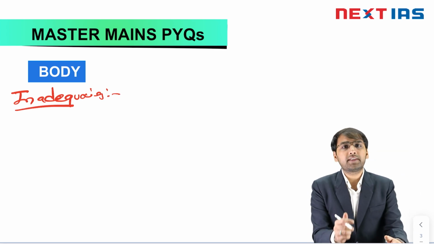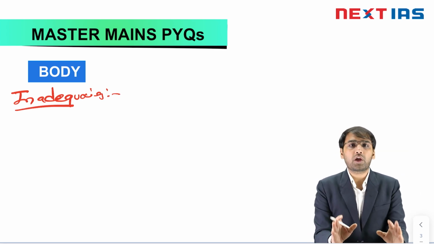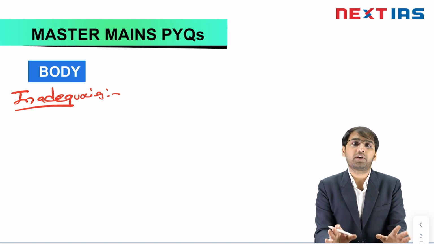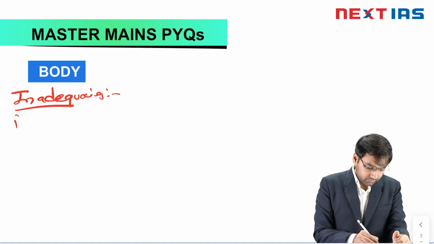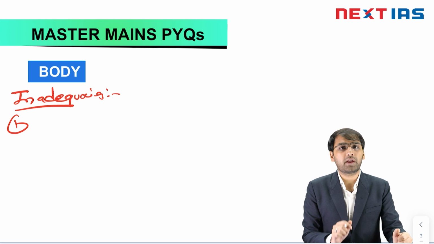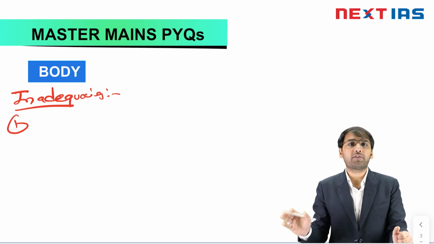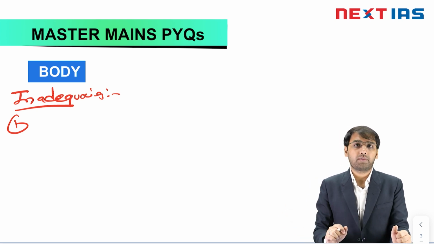So as it is a 10 marker, you should be framing your answer accordingly, because word limits are very crucial and should be respected and adhered to. In this question, what you can do? You can answer 2 to 3 points in inadequacies, and the rest you can give 5 to 6 points in measures. So both of these things you can correlate.